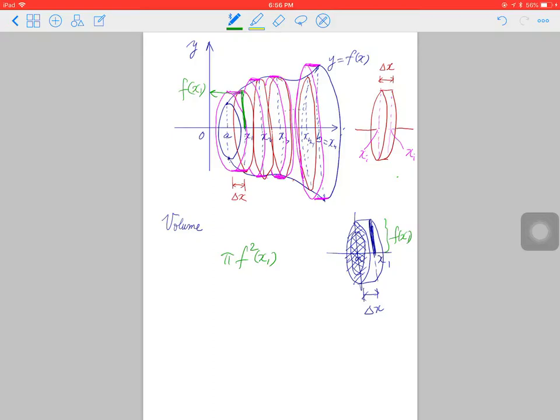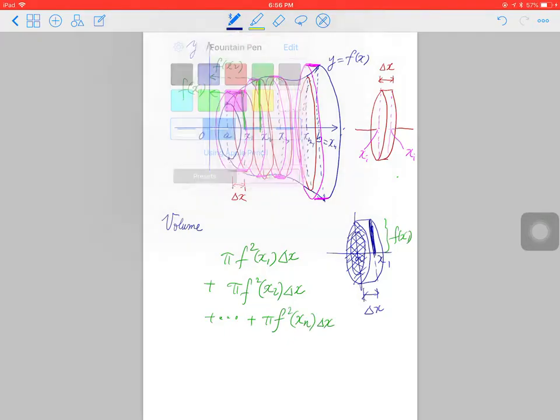Because f(x1) is the radius, we then multiply by the height. So we get the volume of the cylinder, the small disk. And then for the next disk, the second disk, you just think about its radius. This is f(x2), so the radius is f(x2). In order to find the volume, you multiply pi, so this is the base area of the second disk, and then multiply by the height to get the volume. So we sum up all these volumes of small disks.